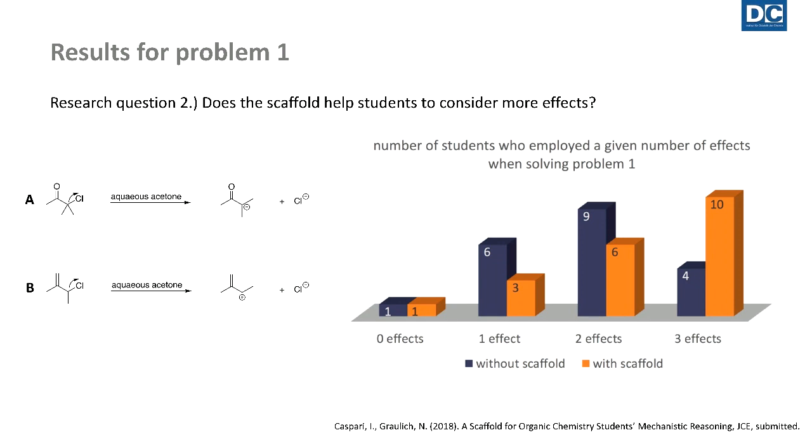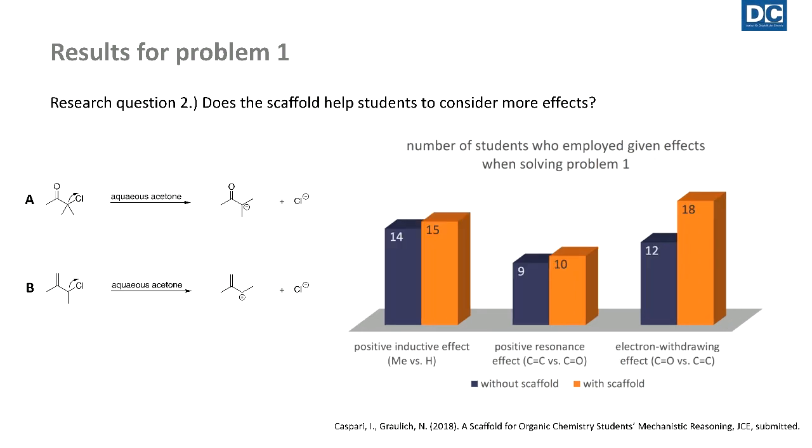And you can see that by using the scaffold, students use more than just 2 effects. So the number of students who use 3 effects increases. So we only have 3 effects in the problem here. I will also show you on the next slide which type of effects increases.